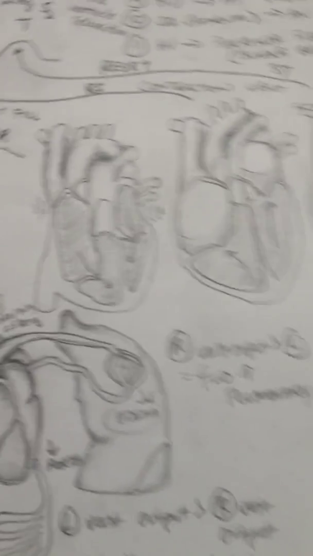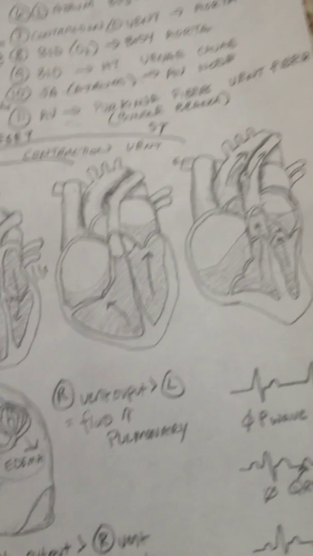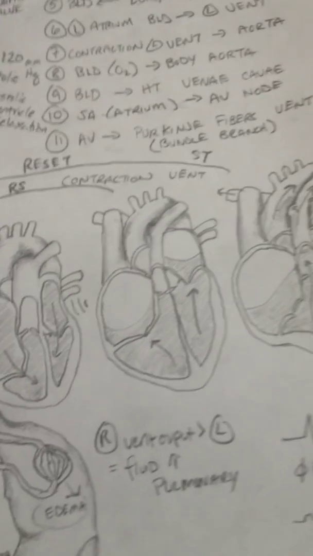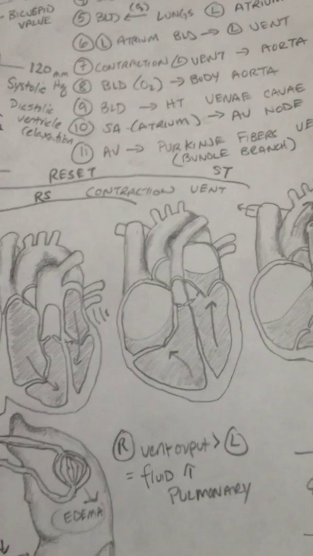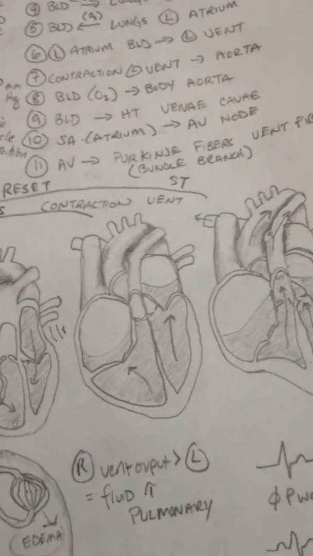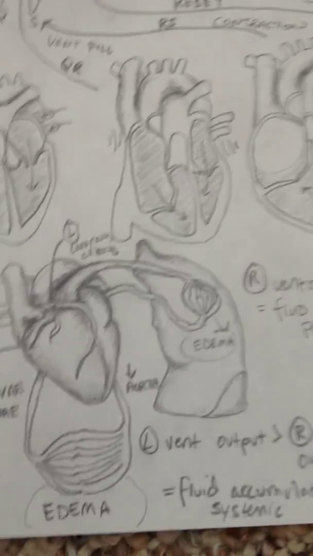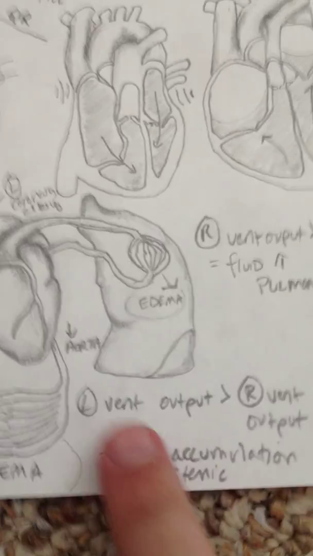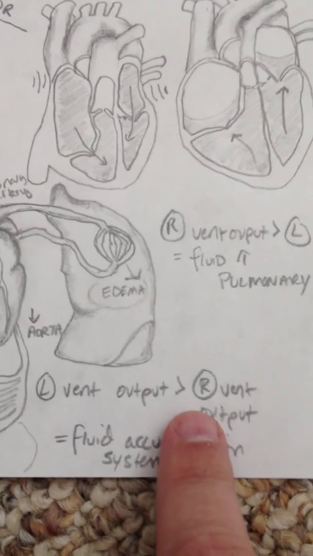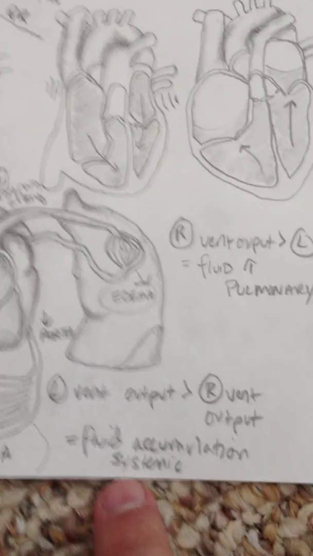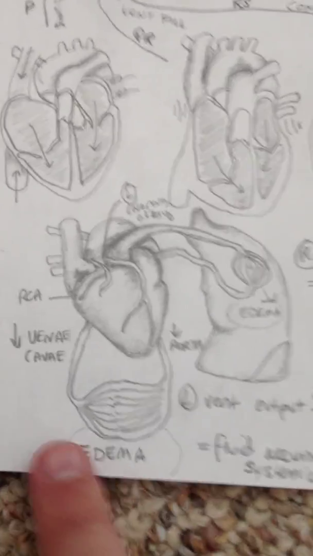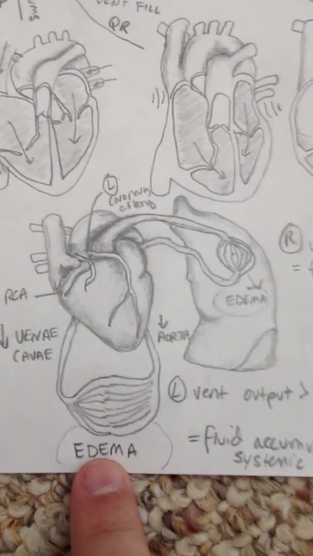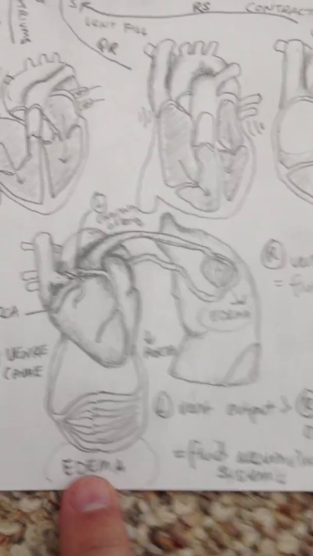So if we have right-sided heart failure, what will happen? And this is very simple. The right-sided failure does what? The right is less than the left, meaning now all of a sudden we're pumping more fluid out. Where? The left ventricle is putting out more fluid than the right, which is pretty bad in sense of volume. And we have fluid accumulation where? In the peripheral. Edema down where? In our ankles and in our legs.